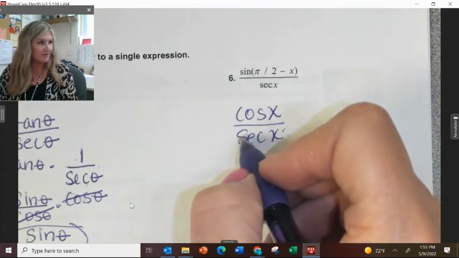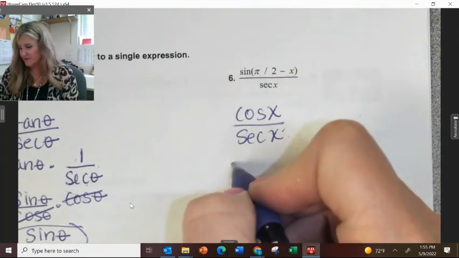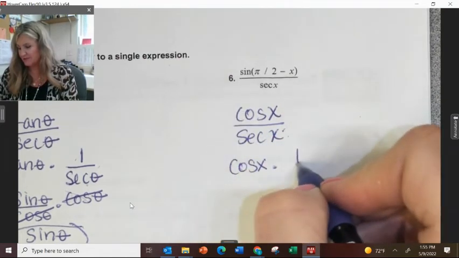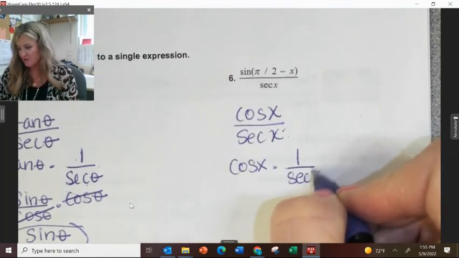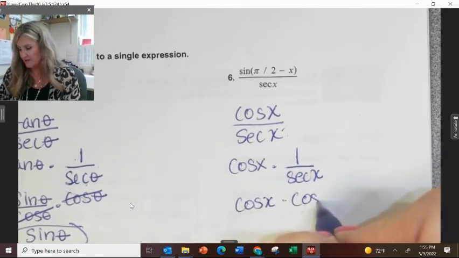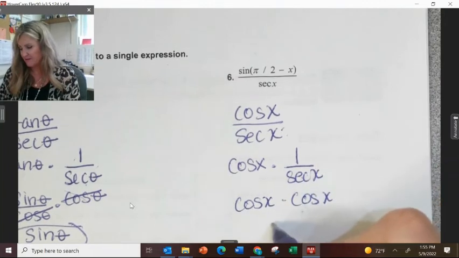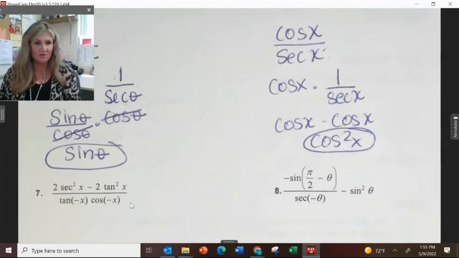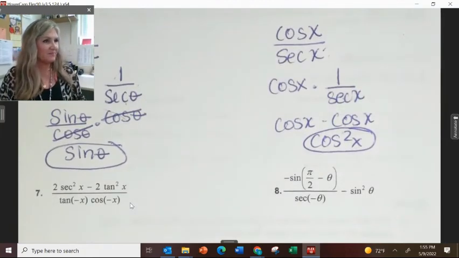You guys know what to do? What do we do? What do I do with this? I split this, separate it. What's 1 over secant the same as? Cosine. What's cosine times cosine? And that's it. That's a single trig expression.